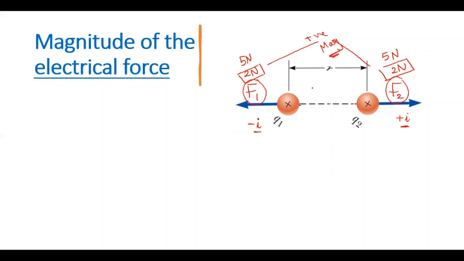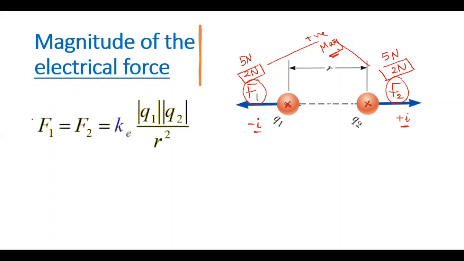So when I am going to calculate the magnitude, I'm going to ignore the signs of the charge. Okay, I'm not taking any signs. I'm going to calculate positive magnitude all the time. So the magnitude of the first force, as we just said, is equal to the magnitude of the second force, both of them equal to Ke, and Ke is constant. It is called Coulomb's constant. This constant is equal to 9 times 10 to the power 9 Newton meter square per Coulomb square.